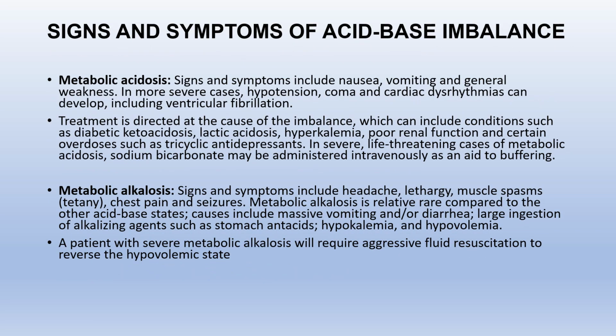All right, the other side of this is a metabolic acidosis and alkalosis. So a metabolic acidosis: nausea, vomiting, weakness, you can even get into comas, cardiac dysrhythmias. We've got to figure out what it is. We can take a blood sugar. If it's way too high, we can say they're in DKA, which is a metabolic acidosis sign. Hyperkalemia, where there's too much potassium in the body. Poor renal function because their buffer system's not working. Overdoses like your tricyclics.